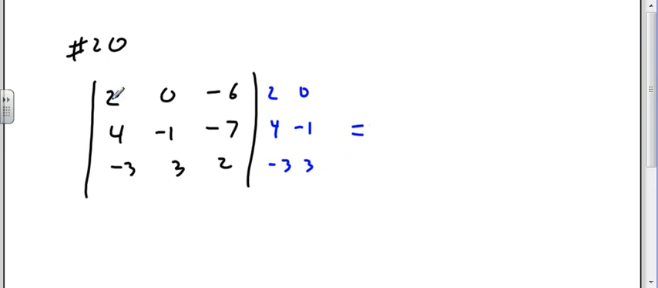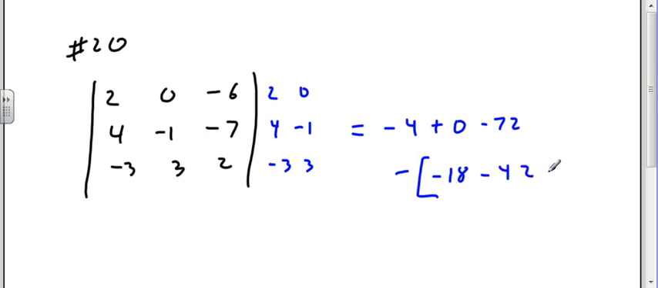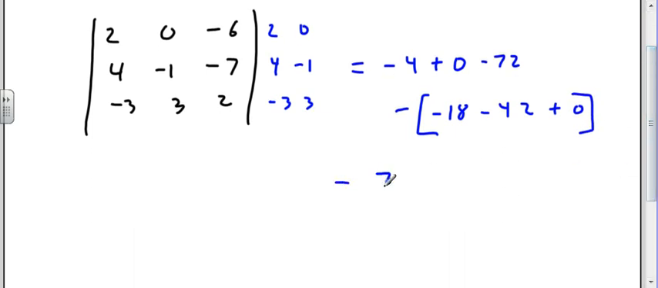All right, so I got 2 times minus 1 times 2. That looks like minus 4. Plus a 0. And then I've got 24 times 3, which is 72, minus 72. And then going the other way, minus, minus, minus, minus makes a minus. Minus 18. 42, minus 42, and then plus 0. Okay, so that's what I have. So I've got minus 76 plus 40, 50, 60. So I should get a minus 16, should be my answer.